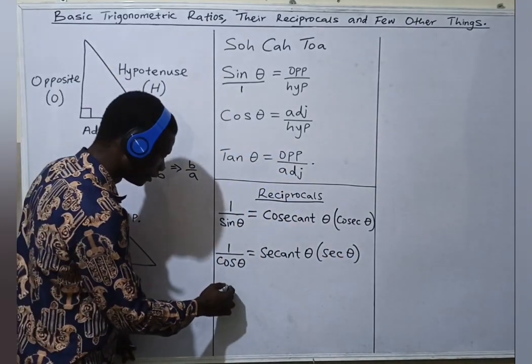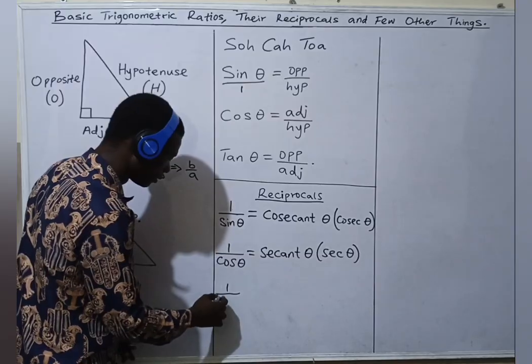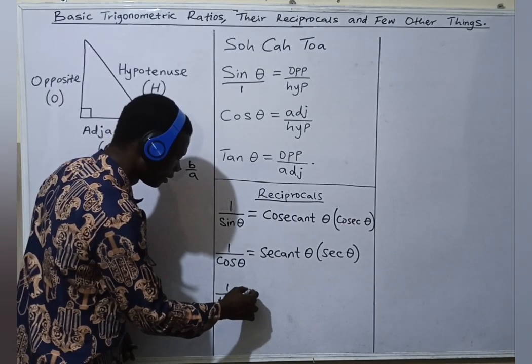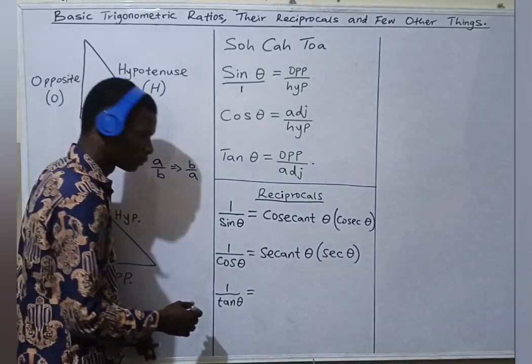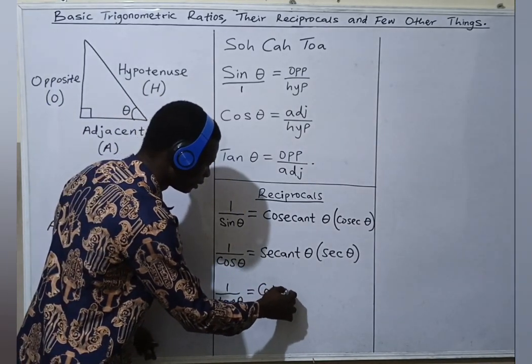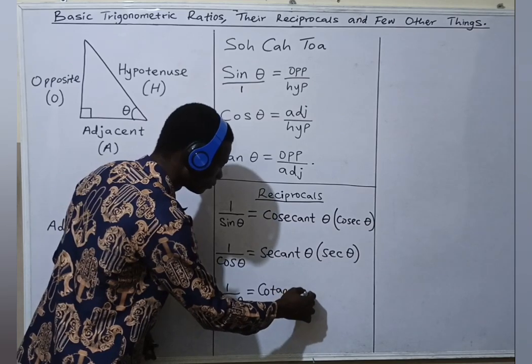Thirdly is the reciprocal of tan theta. The reciprocal of tan theta is 1 over tan theta, and this is technically called cotangent theta.